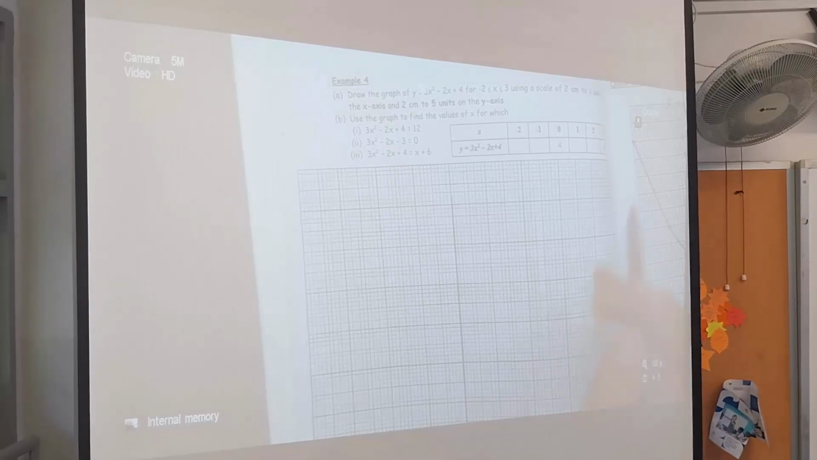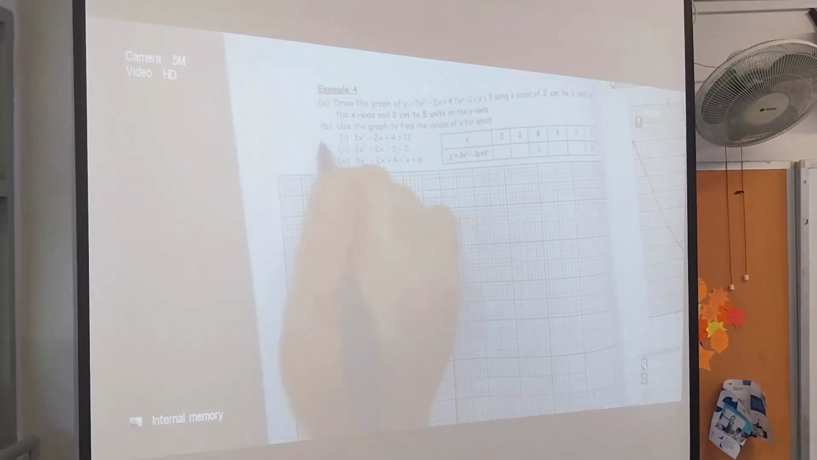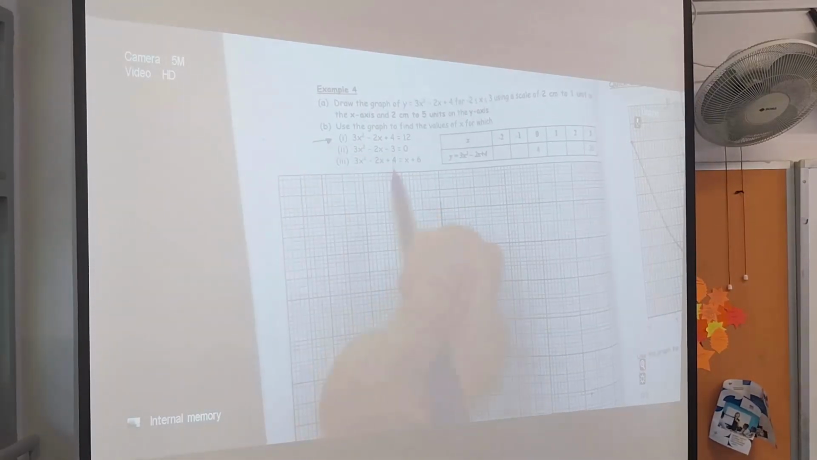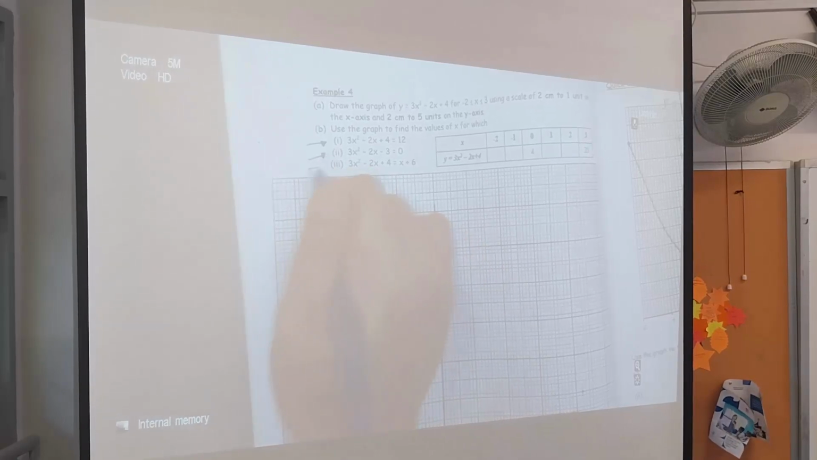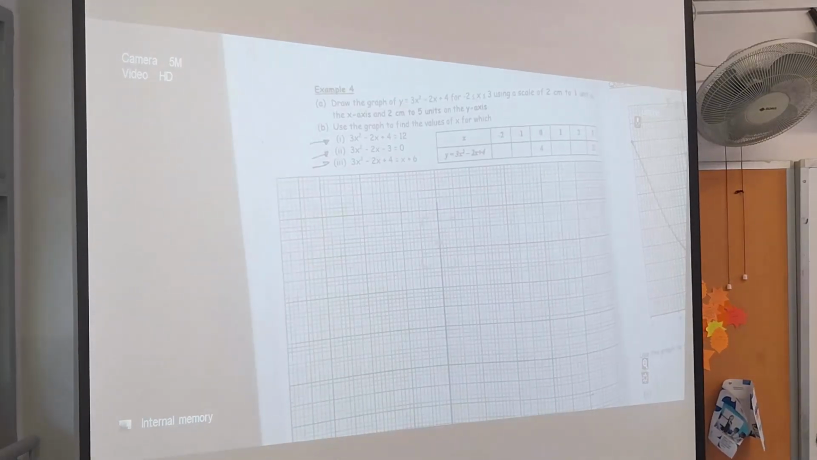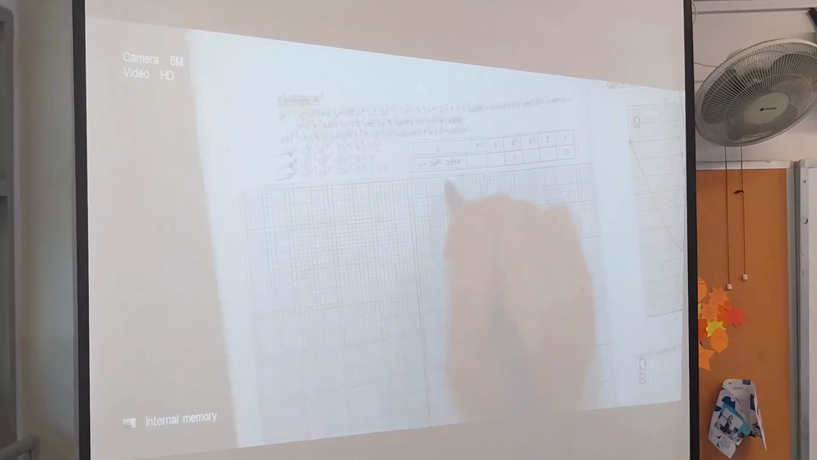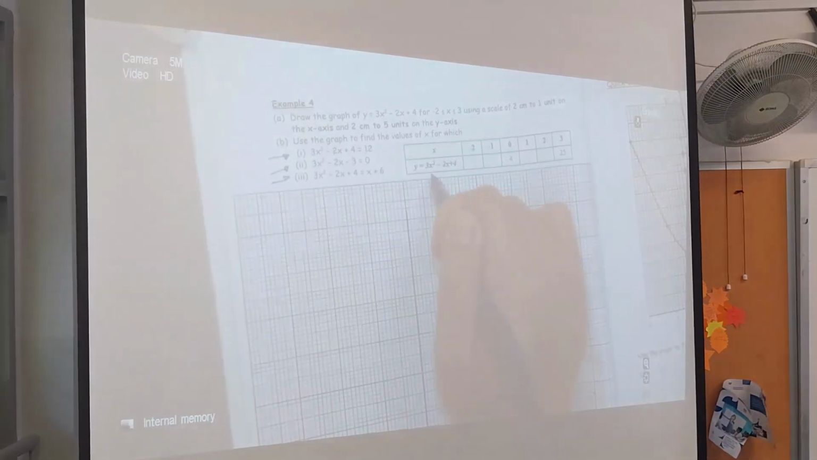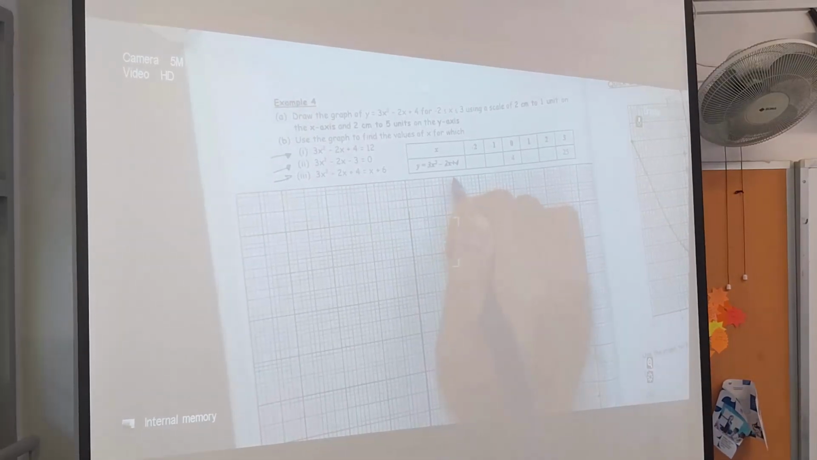Alright, today we are going to use the graph to solve quadratic equations like this. So let's start with plotting the graph. The graph is given by the equation 3x squared minus 2x plus 4.